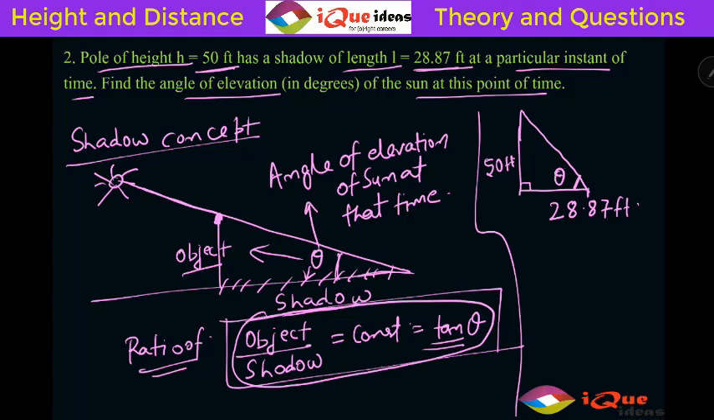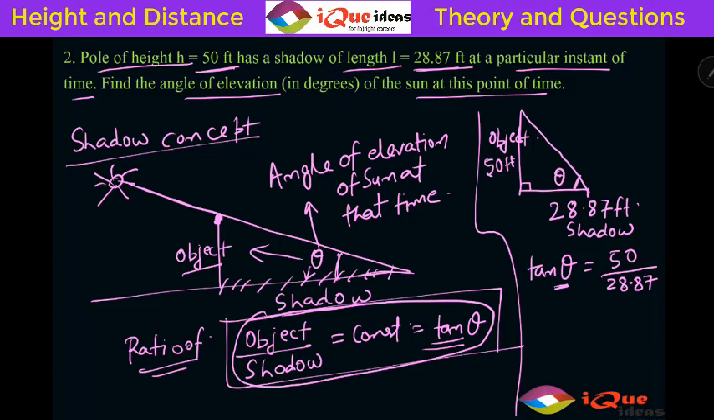So you have to just remember, this is the object, this is the shadow. This 28.87 is the shadow. What you have to do is just apply tan theta equal to object upon shadow, that is 50 divided by 28.87. From here, whatever value of theta you get, that will be the answer. Now this is obviously going to be a tricky calculation. It is 50 divided by 28.87.